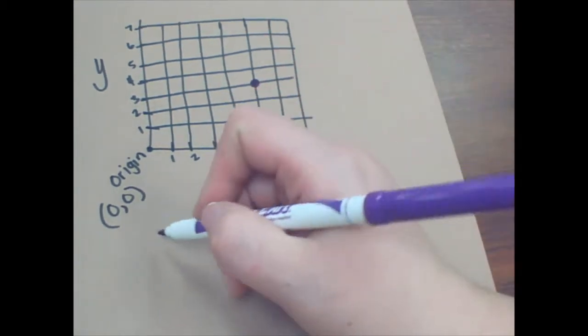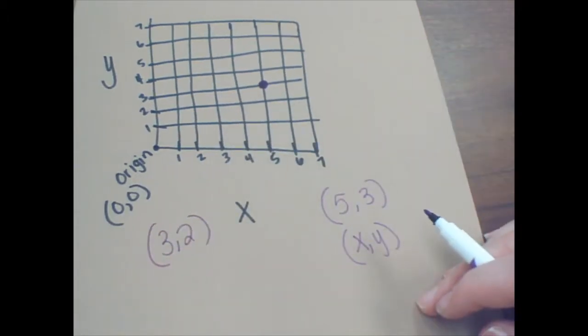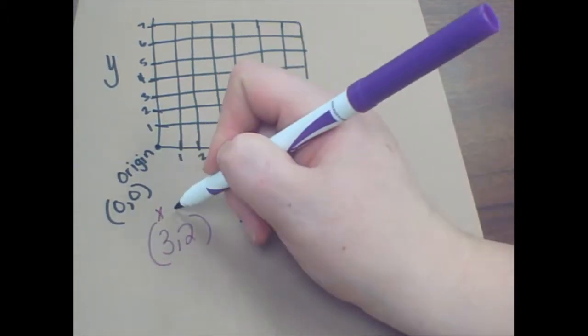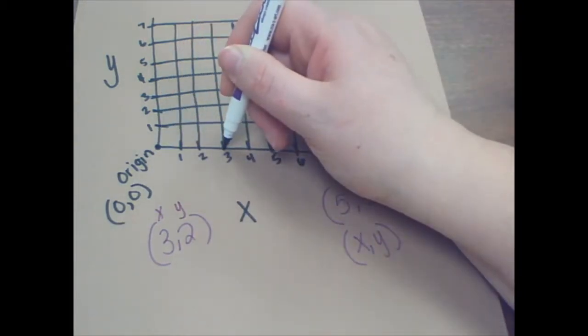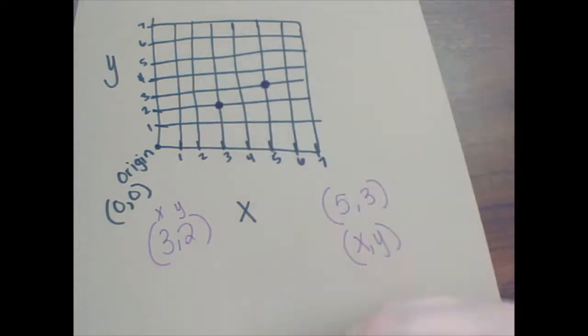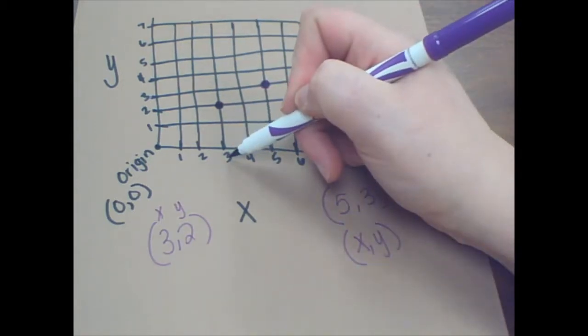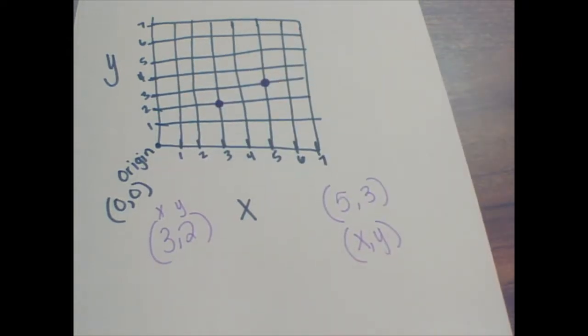Okay, let's try 3, 2. Okay, remember, this is x, this is y. So I go over 3 to my x, and I go up 2 for my y, and that shows the ordered pair 3, 2. All right, so as long as you remember that x comes first, you should be in pretty good shape.